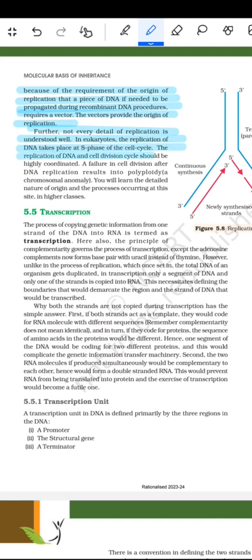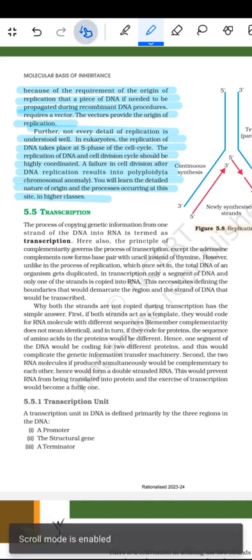The replication of the DNA and the cell division cycles should be highly coordinated. A failure in the cell division after DNA replication results in polyploidy, a chromosomal anomaly. We will learn the detailed nature of the origin and the process occurring at this site in the higher classes.